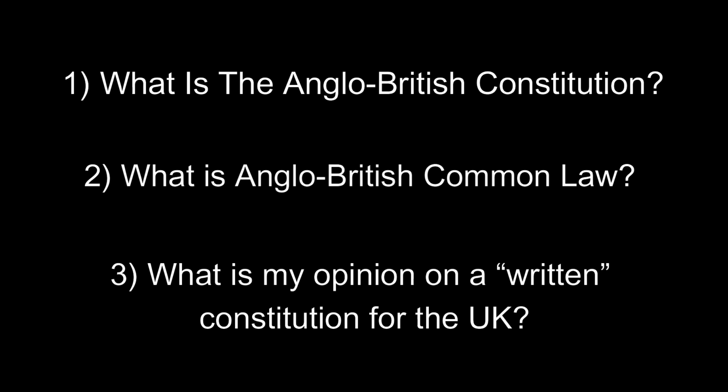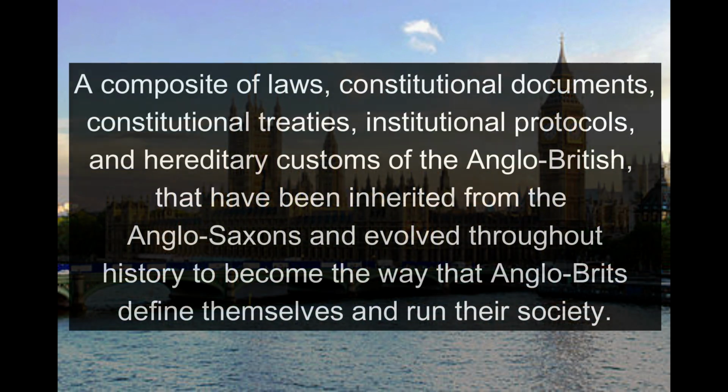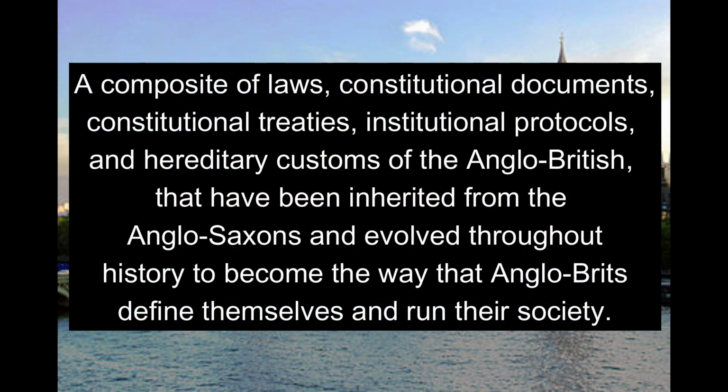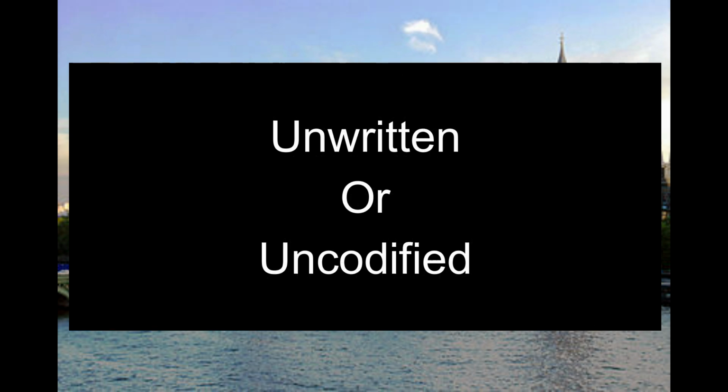So let's begin. The Anglo-British Constitution is a composite of laws, constitutional documents, constitutional treaties, institutional protocols and hereditary customs of the Anglo-British that have been inherited from the Anglo-Saxons and evolved throughout history to become the way that Anglo-Brits define themselves and run their society. It is a form of what is often called an unwritten or uncodified constitution.